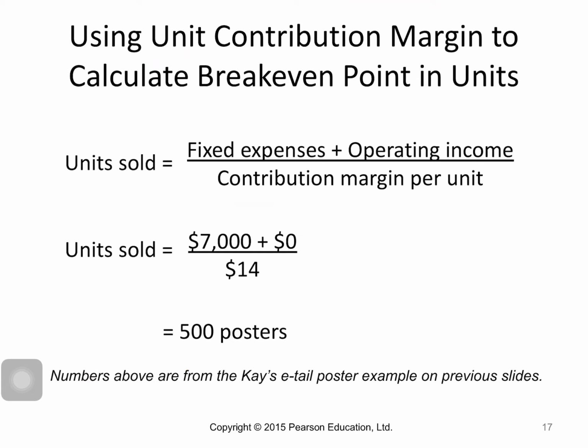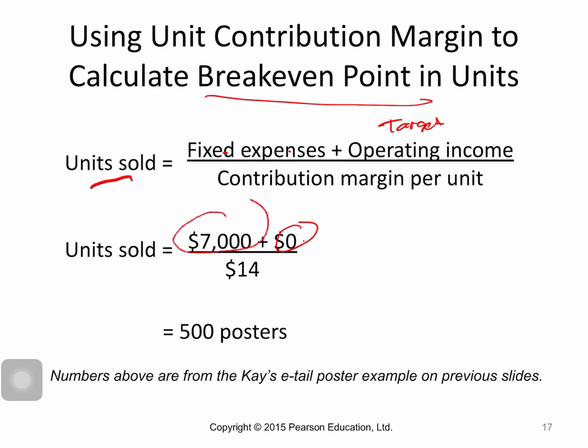Using unit contribution margin to calculate break-even point in units. So units sold equals fixed expenses minus operating income divided by contribution margin per unit. Operating income here means target operating income. So for the break-even point, our target operating income is zero, right? Because we want to get no profit or no loss. So the target operating income is zero.